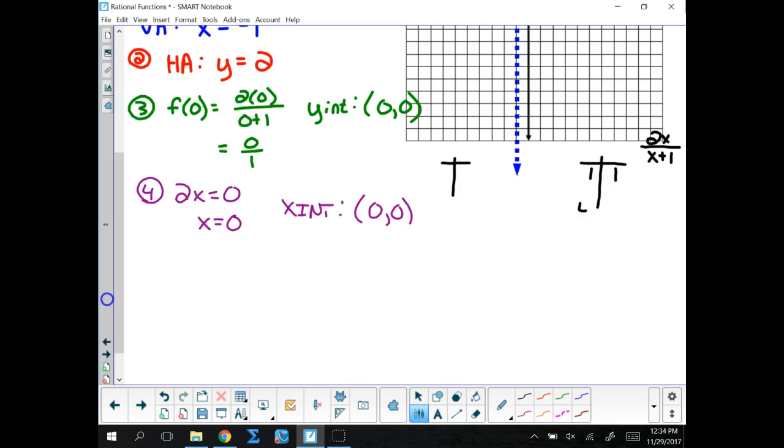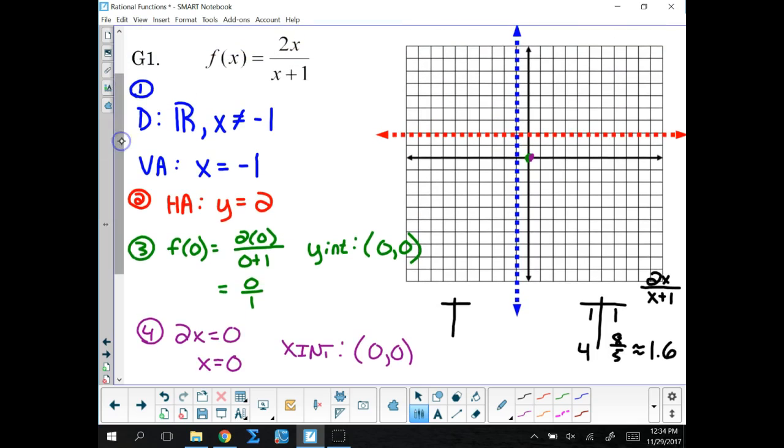Now let's go 4. Something farther out there. 2 times 4 is 8. 4 plus 1 is 5. 8 fifths. That's approximately 1.6. Okay. So that means I go through this point here, 1, 2, 3, 4, 1.6. Agree with that? Yeah.